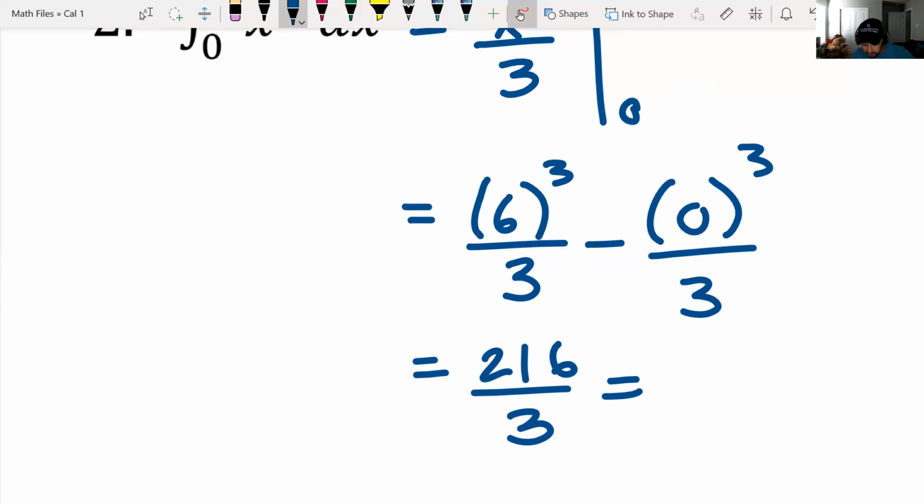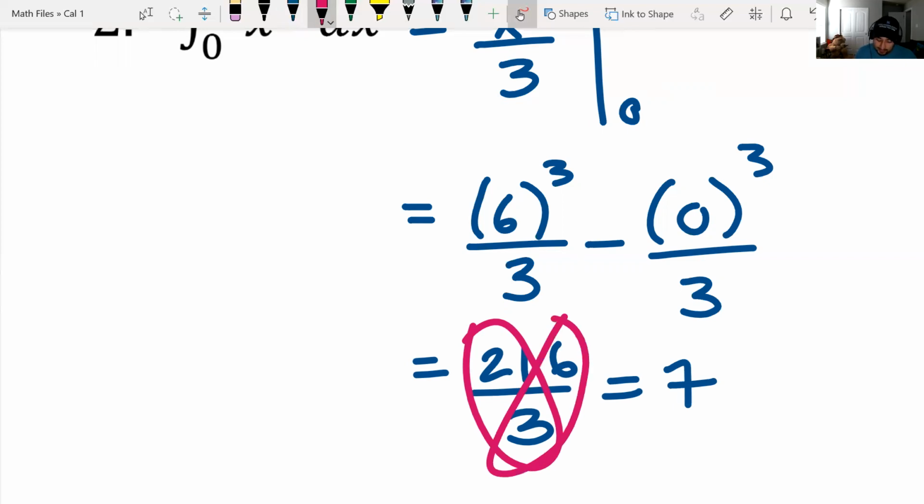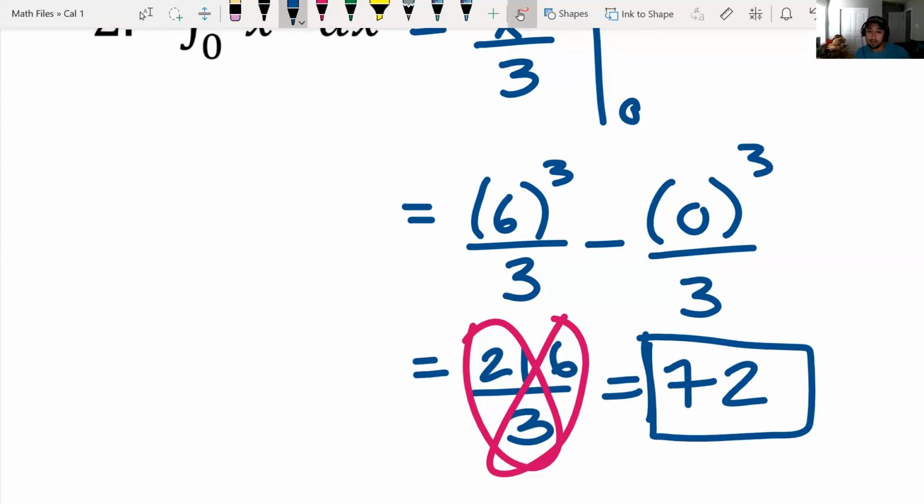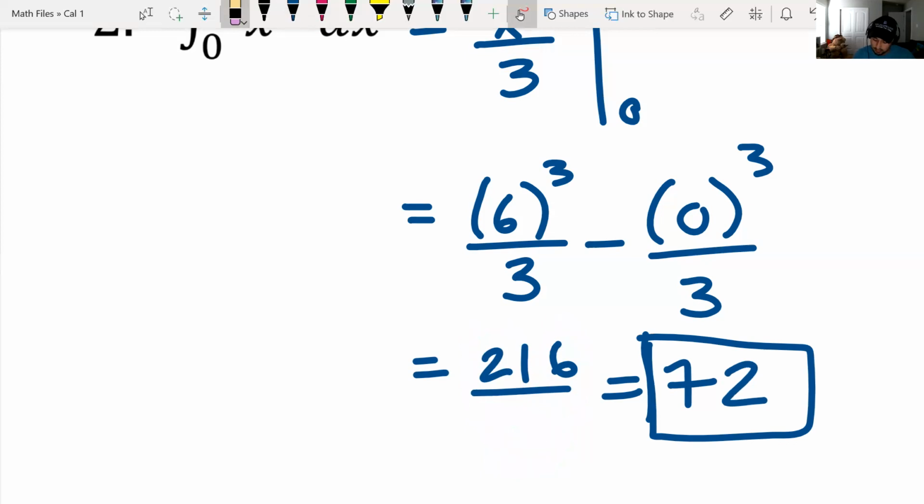You ready for a cool trick really fast? What is 21 divided by 3? That is 7. What is 6 divided by 3? That is 2. Fun, right? 72 is our area. Hey, look, I made a heart shape. So 216 divided by 3 is 72.